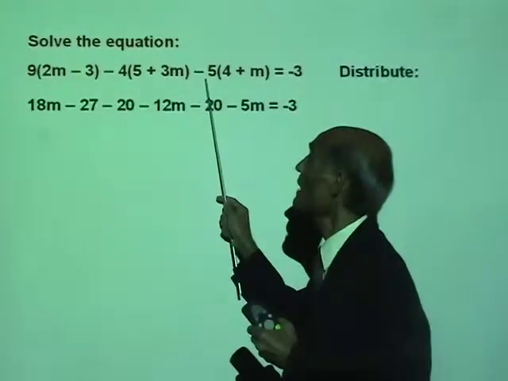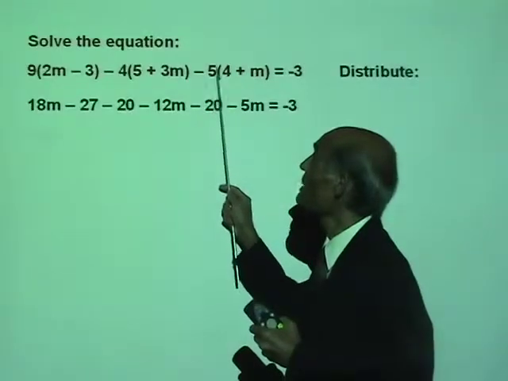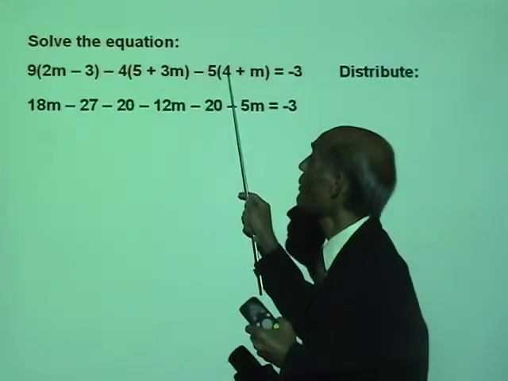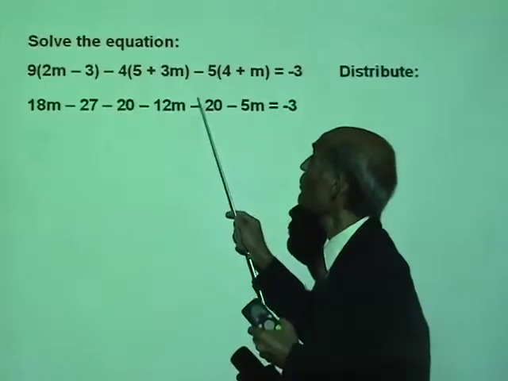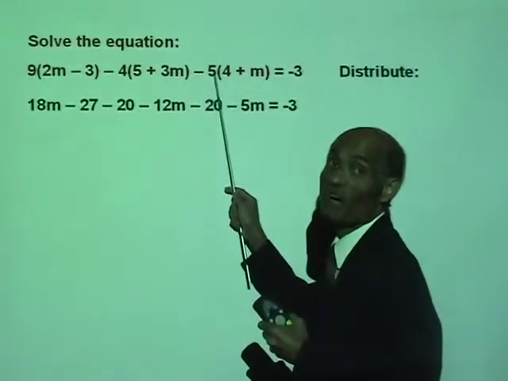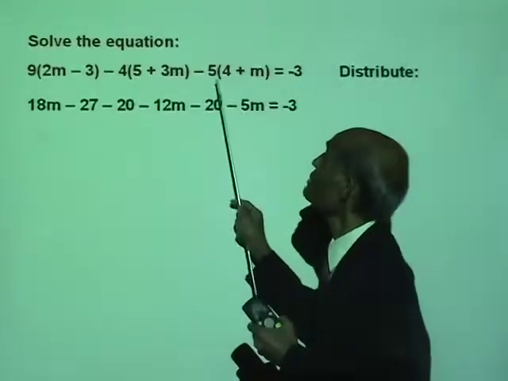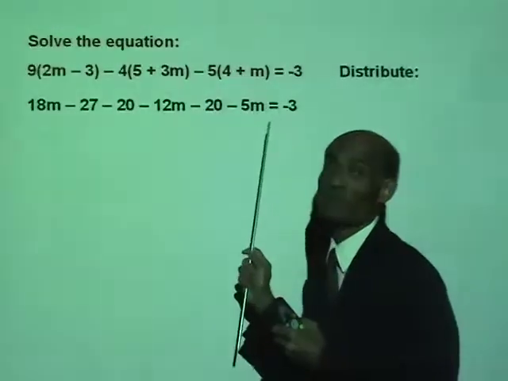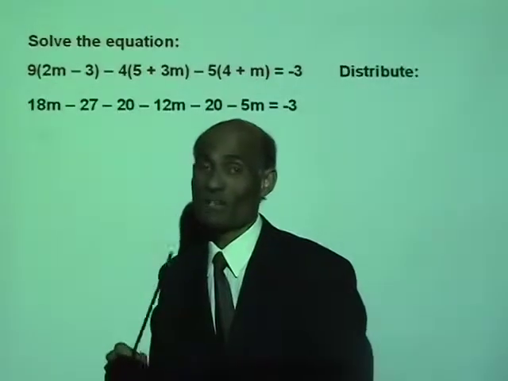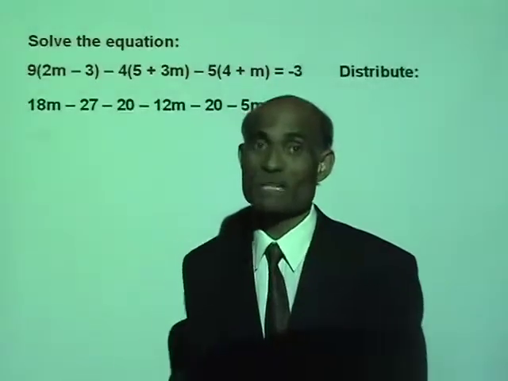Let's go to the third. What are we distributing here? We are distributing negative 5. What is negative 5 times 4? Negative 5 times 4 is negative 20. And negative 5 times positive m is negative 5m. And the right side is negative 3. Alright, I want you to practice that distributing because very often you make mistakes there.